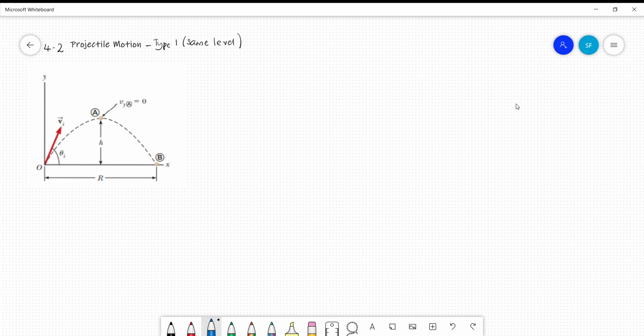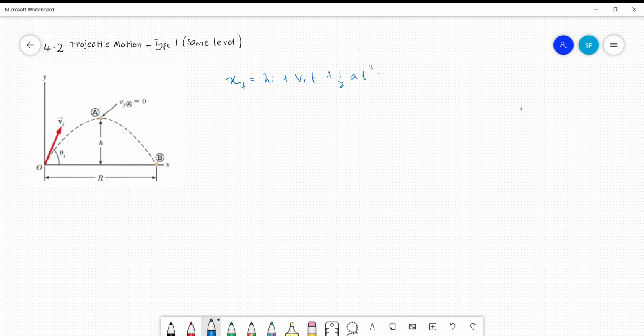Now, what are we going to use to analyze the motion? Just recall back from the kinematic equations. We have x final equals x initial plus vi t plus half a t squared, isn't it?